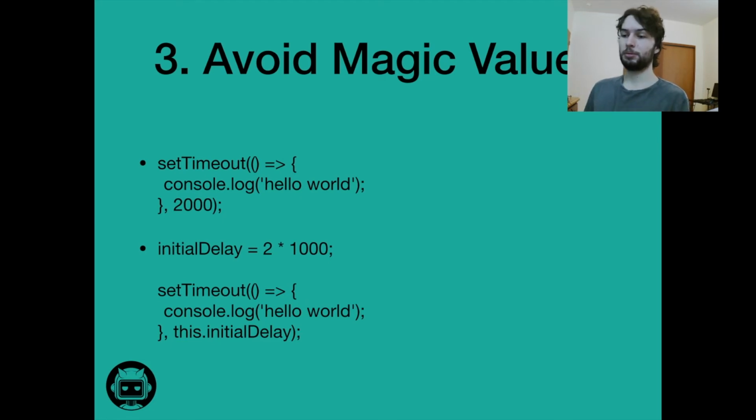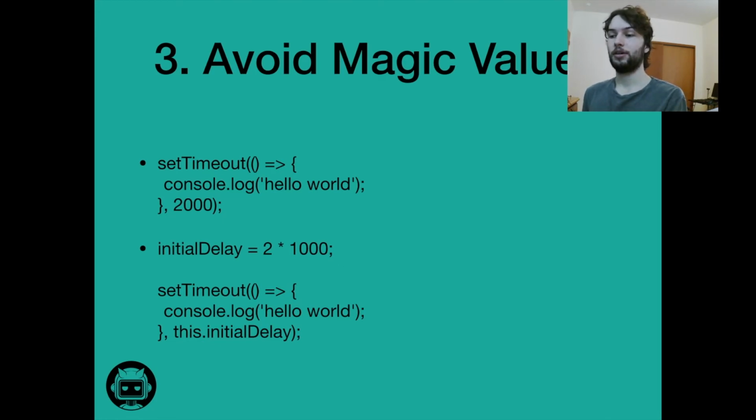So oftentimes what people do is they declare a class variable. Like in the second bullet point here, it's called initial delay. And then they set the initial delay to whatever that value was. In this case, I just made it a little bit more clear, 2 times 1,000. That's kind of more easy to tell that it's 2 seconds because the value for set timeout is in milliseconds. 1,000 milliseconds is a second. And so 2 times 1,000 is going to be 2 seconds. So it's just easier to read that way.